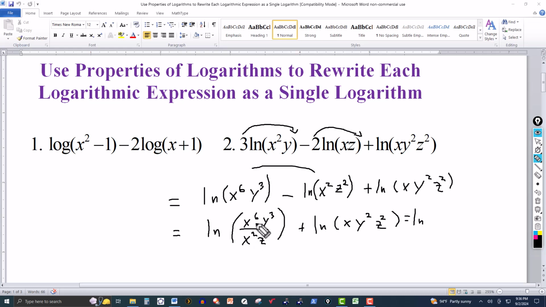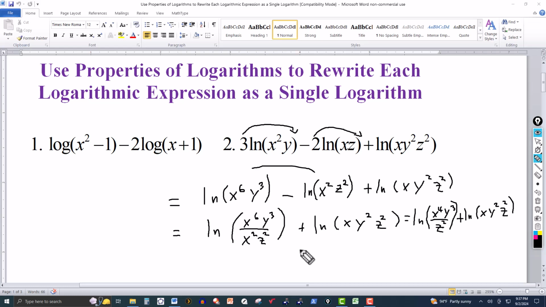2 factors of x will cancel 2 factors of x in the numerator, so that'll leave me with an x to the 4th up here. And then nothing I can reduce here, so I'm still going to have a y to the 3rd up here. And that's all going to be z over z squared. And then it's plus, it's going to be like that. It's still ln of x y squared z squared. So now I have the sum of 2 logs.